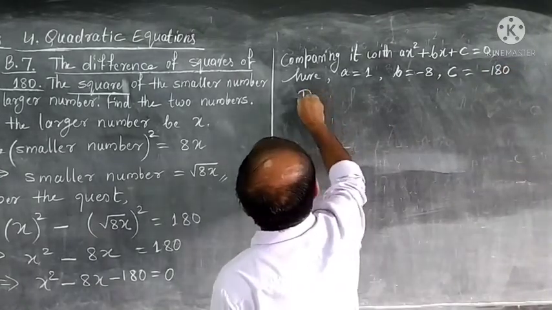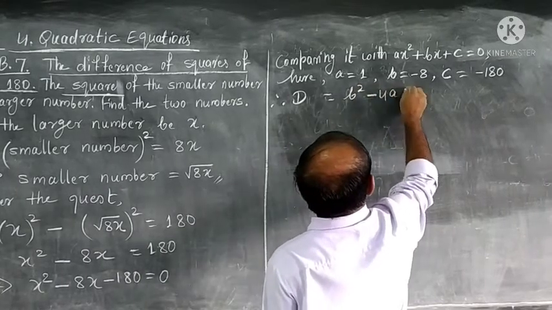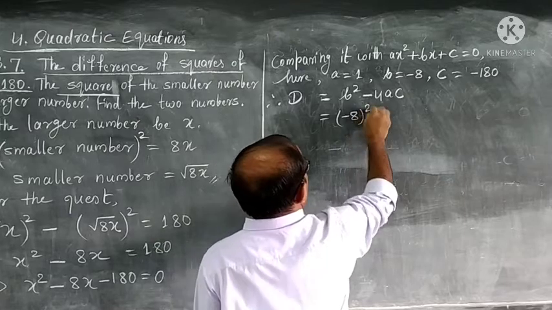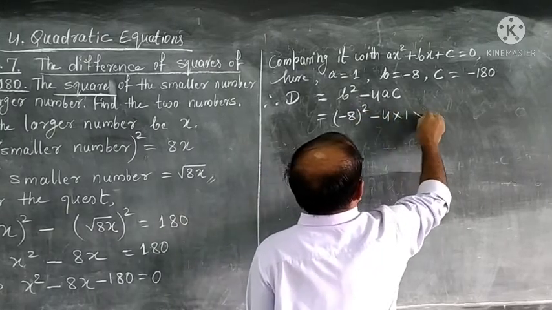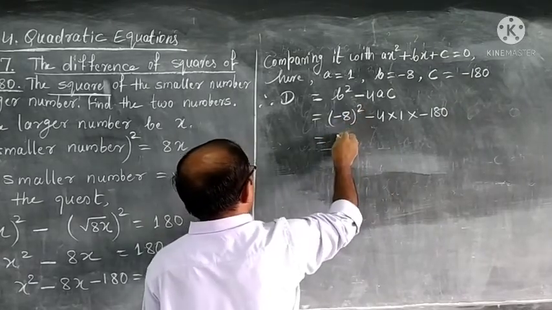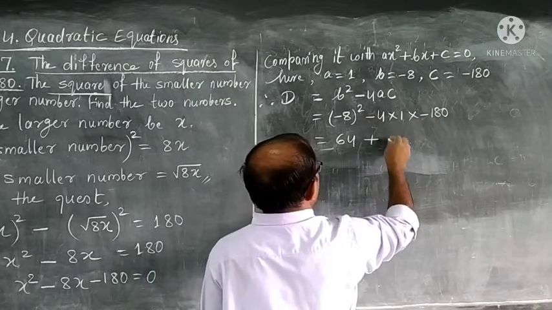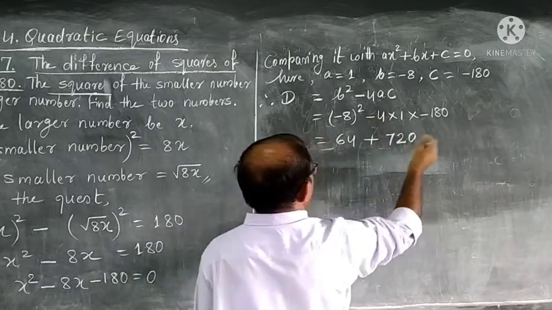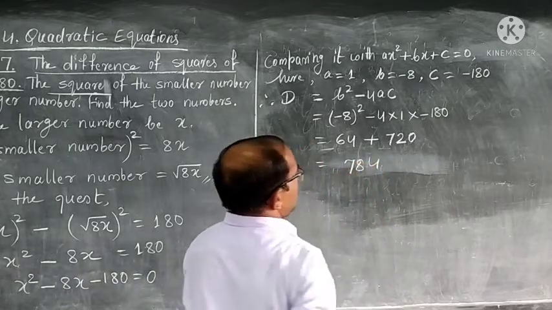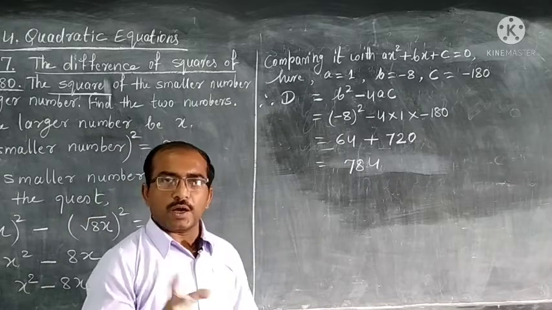We need the discriminant, D, which is equal to b square minus 4ac. b is minus 8, so minus 8 square minus 4 into 1 into minus 180. Minus will become plus. 8 square is 64, plus 4 into 180 is 720. We get 784 as the discriminant. It is positive, greater than 0, so it will have roots.